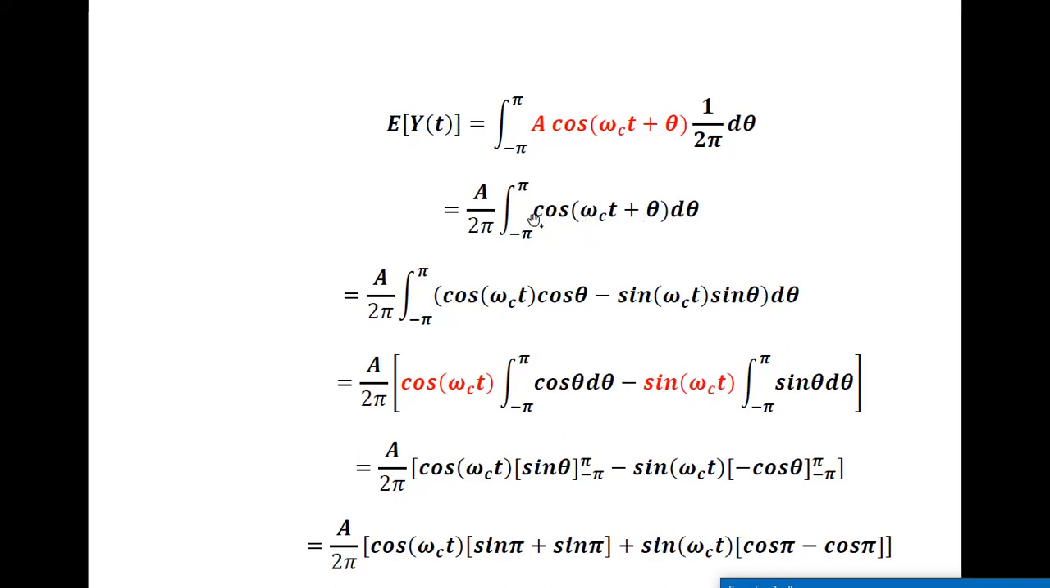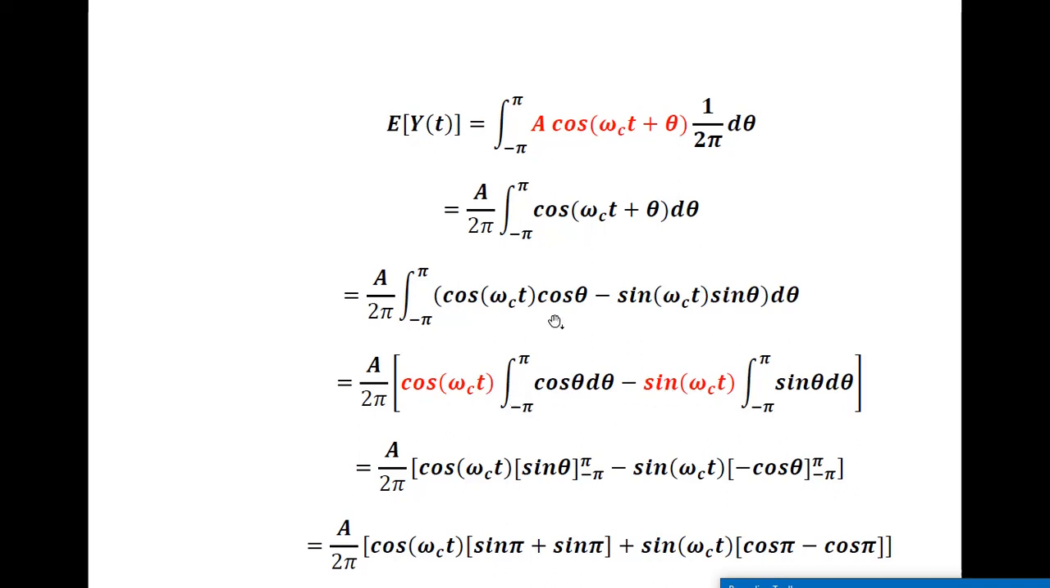Now we go for integration. This is of the form cos(a plus b), so let us go for expansion here. By trigonometry we know that cos(a plus b) can be written as cos a into cos b minus sin a into sin b, enclosed within the parentheses here, and then written with d theta. Next we take the cos omega c t in the first term outside the integration, and again we split this into two integral factors here.